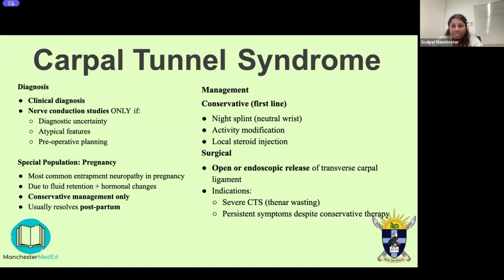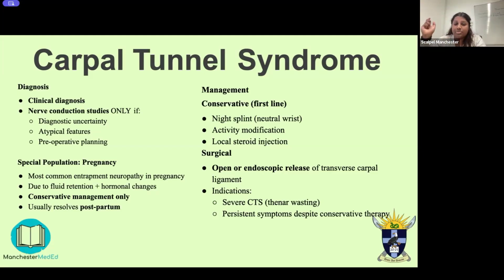One of the most special populations in this whole game is pregnancy, because as you can imagine, you're only pregnant for 9 months. After you've given birth to your baby, a pregnant mother's body starts to get rid of that fluid, and her hormones come back to baseline. So it usually resolves after pregnancy, the carpal tunnel. To manage a pregnant patient, you would more likely than not have conservative management just to see if pregnancy solves the issue. If not, you go on to surgical management, which I'll come to.